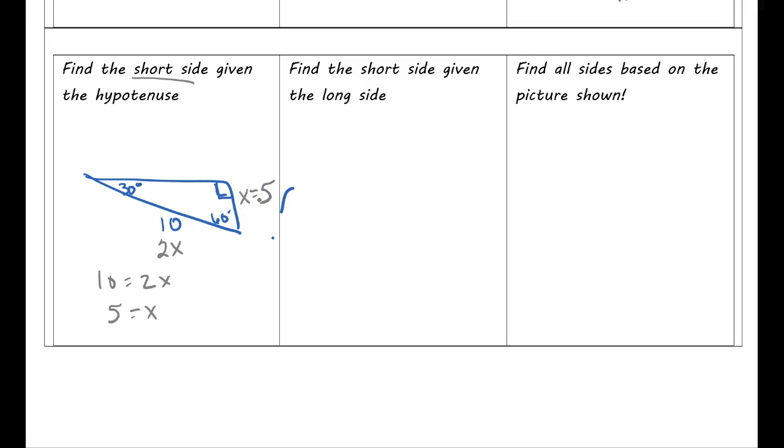And while we're on this kick, how would I then label the long side? I know it didn't ask me up here, but if I wanted the long side, what could I do to take it a step further? Well, if x is 5, this is supposed to be x root 3, so I could just call it 5 root 3.